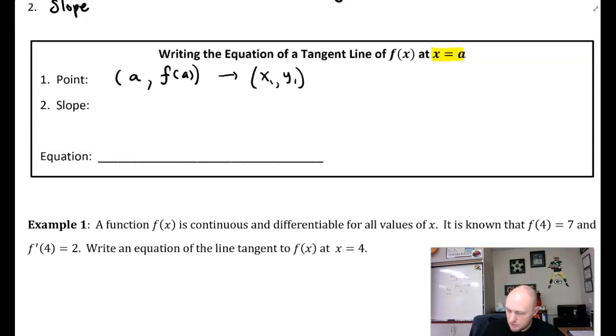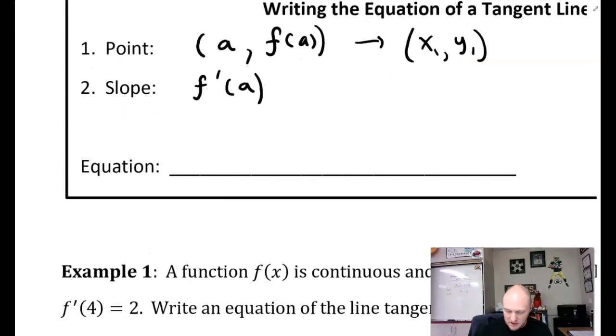And then slope, we need our slope. Well, this is the derivative, f prime. F prime where? Because the derivative is instantaneous rate of change. Well, what's our x value? A, so f prime of a, okay? So, once we have point and slope, we can go ahead and generate the equation.